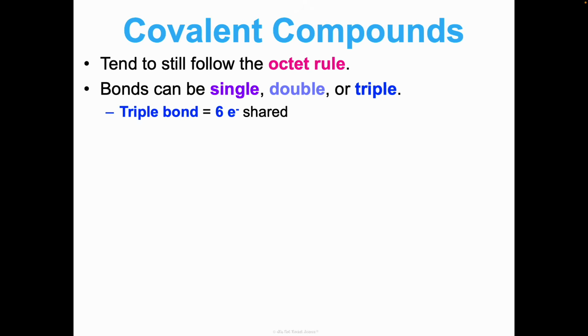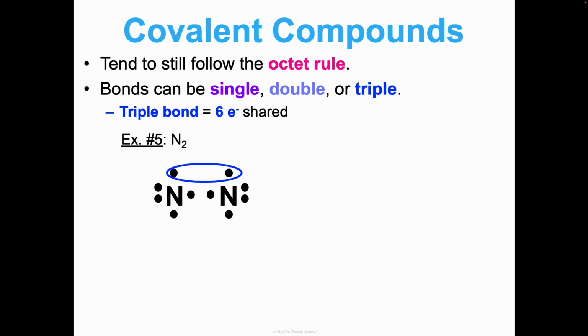And then lastly, a triple bond is 6 electrons shared. So an example is nitrogen, when there are 2 of them in the diatomic element. Those 2 will share, these 2 will share, these 2 will share. Then everyone has access to 8, and you draw your triple bond like this.